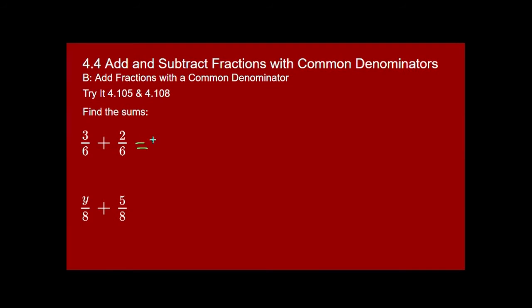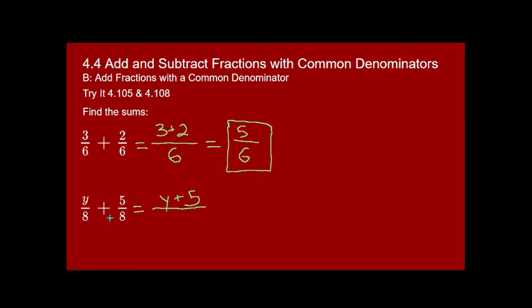So the first one, we're going to add the numerators, 3 plus 2. Keep the same denominator, 6, this becomes 6. Then we'll simplify, 3 plus 2 is 5. Keep the same denominator, 5/6, that is not reducible, so this is our answer. Okay, and on the bottom, we're going to add the numerators, y plus 5, keep the same denominator, 8, and we cannot simplify this because we have a variable, so this is our answer. Okay, check your answer, make sure it matches with mine.